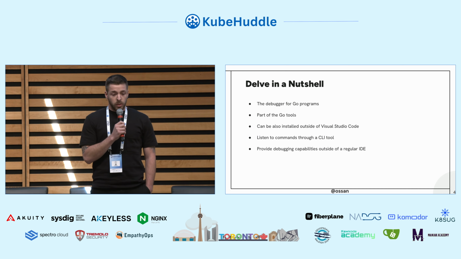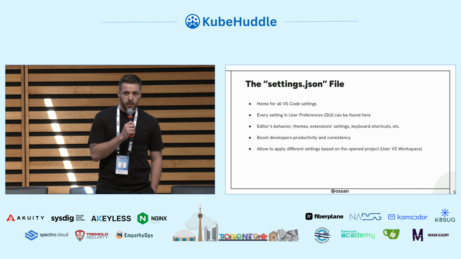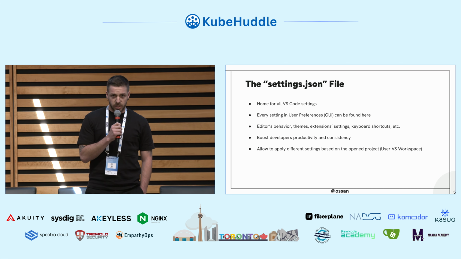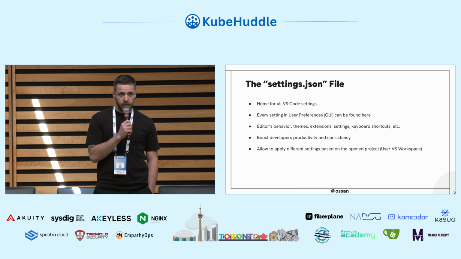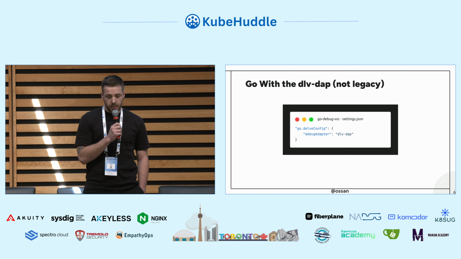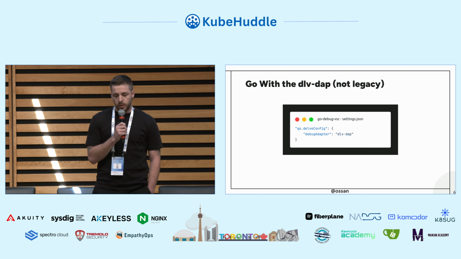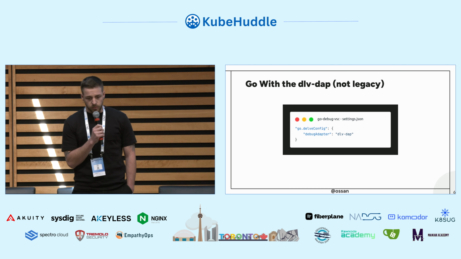Back to VS Code, we have the settings.json file, which is a JSON file that hosts all of our configuration of VS Code: themes, extension settings, keyboard shortcuts, and so on, for productivity and consistency. An example of settings is dlv-dap, which is the debug adapter that can be set either to dlv-dap or legacy, which is the previous one.